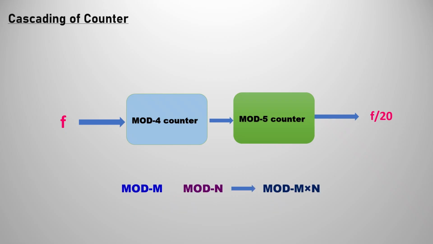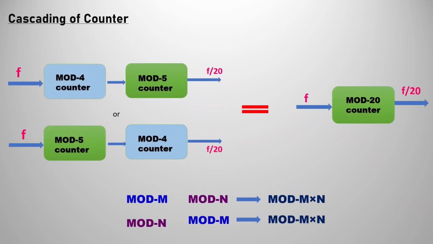So that is the thing that I am saying. If you cascade, in the general situation, a mod m and a mod n counter, the final cascaded modulus would be mod m into n. In this case, mod 5 into mod 4 is a mod 20 counter, so that is the reason the frequency is f by 20. One more important thing: if you interchange the modulus counters, there is no change, because both are ultimately m into n and n into m, which are the same. That is the reason that if you interchange the positions, the final frequency would be f by 20, and the final modulus of the counter would be mod m into mod n, that is mod 20 only.